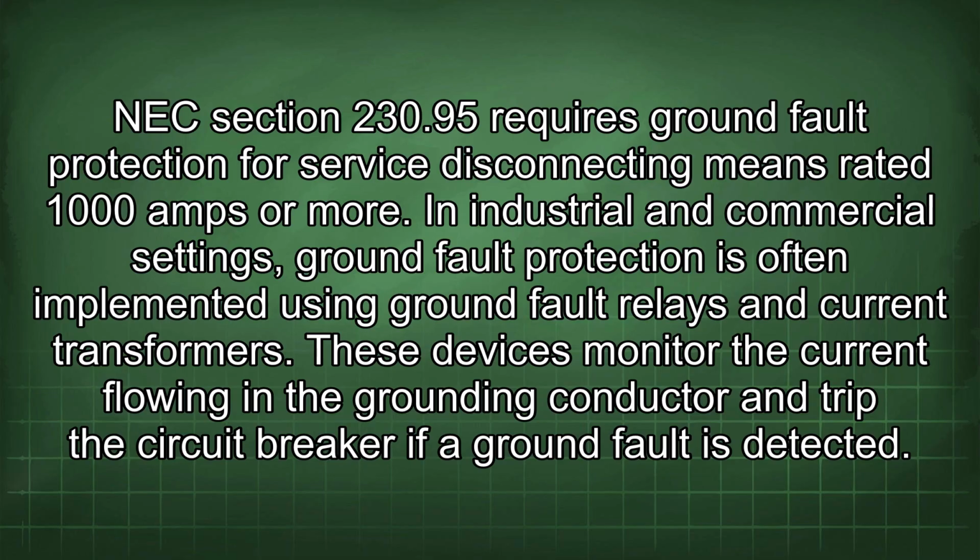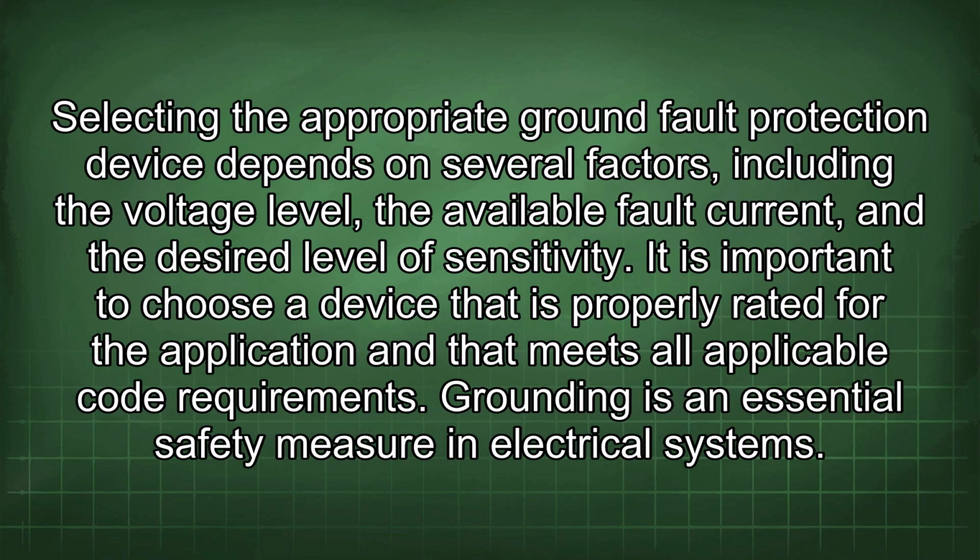In industrial and commercial settings, ground fault protection is often implemented using ground fault relays and current transformers. These devices monitor the current flowing in the grounding conductor and trip the circuit breaker if a ground fault is detected. Selecting the appropriate ground fault protection device depends on several factors, including the voltage level, the available fault current, and the desired level of sensitivity. It is important to choose a device that is properly rated for the application and that meets all applicable code requirements.